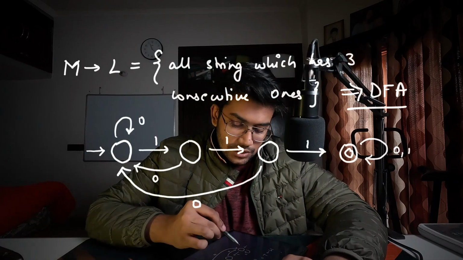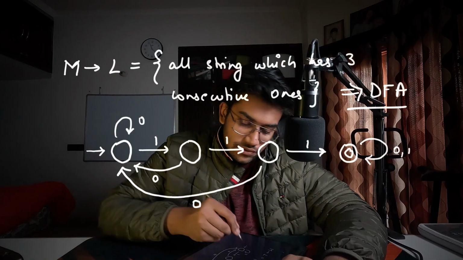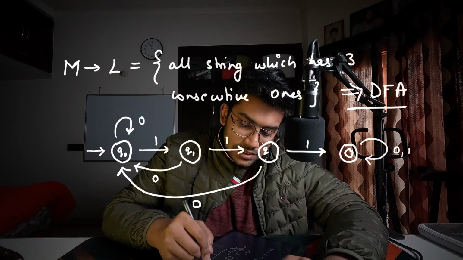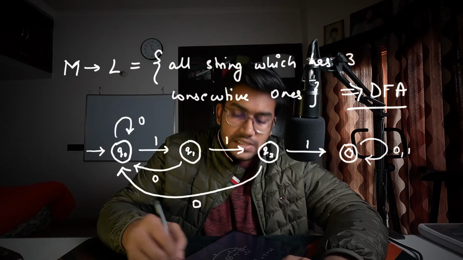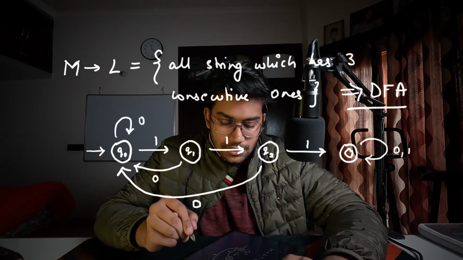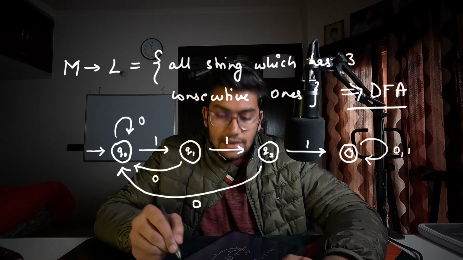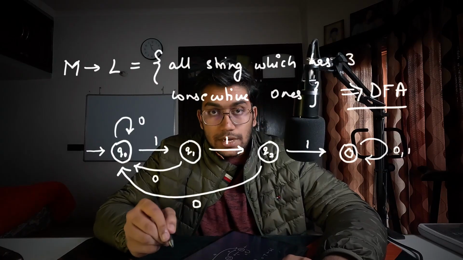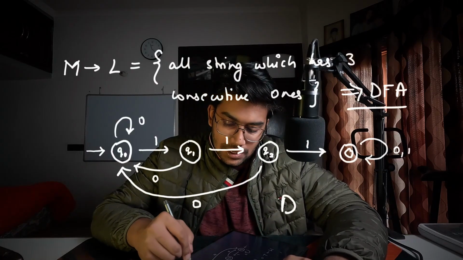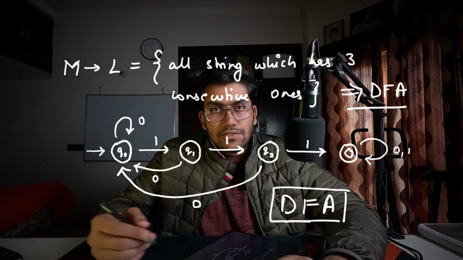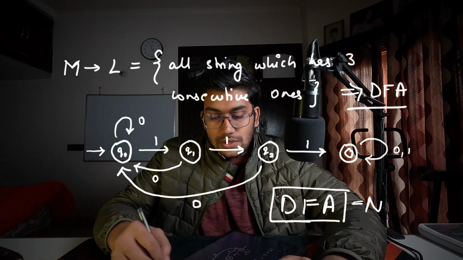And now you have all the transitions for the states. Let's say this is Q0, this is Q1, this is Q2, and the final state is, let's say, Q3. So for every state Q0, Q1, Q2, and Q3, we have all the transitions on 0 and 1. And therefore, this would be our resulting DFA. And since every DFA is an NFA, this is also an NFA.